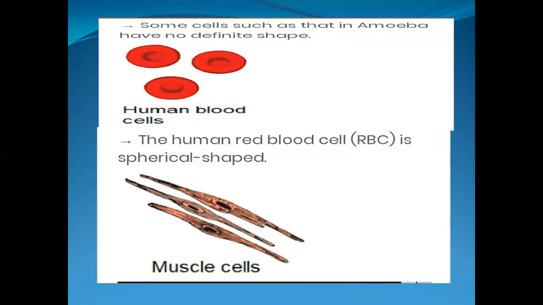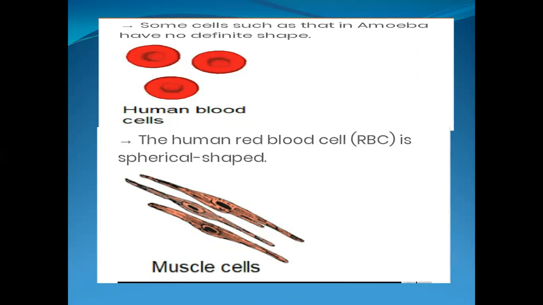Now move to the muscle cells. What are the functions of the muscles in our body? They help in contraction and expansion. So that is why muscle cells are long and thin, so that they can easily expand and contract.